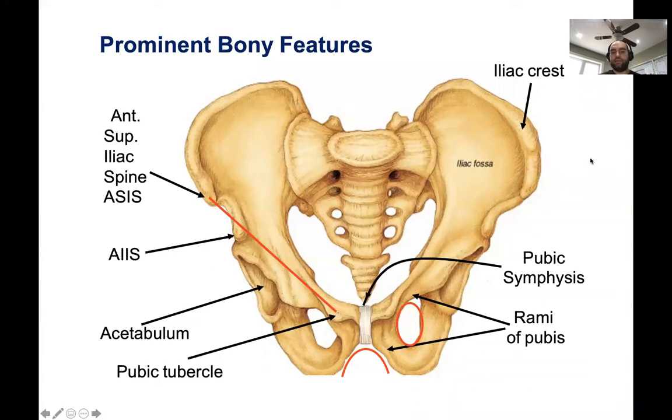Also look at the width of the pelvis itself from one iliac crest to another. So a female is going to have a wider pelvis at the iliac crest than a male. So those are two things I'd like you to look for if I were to say, okay, compare one pelvis to another.